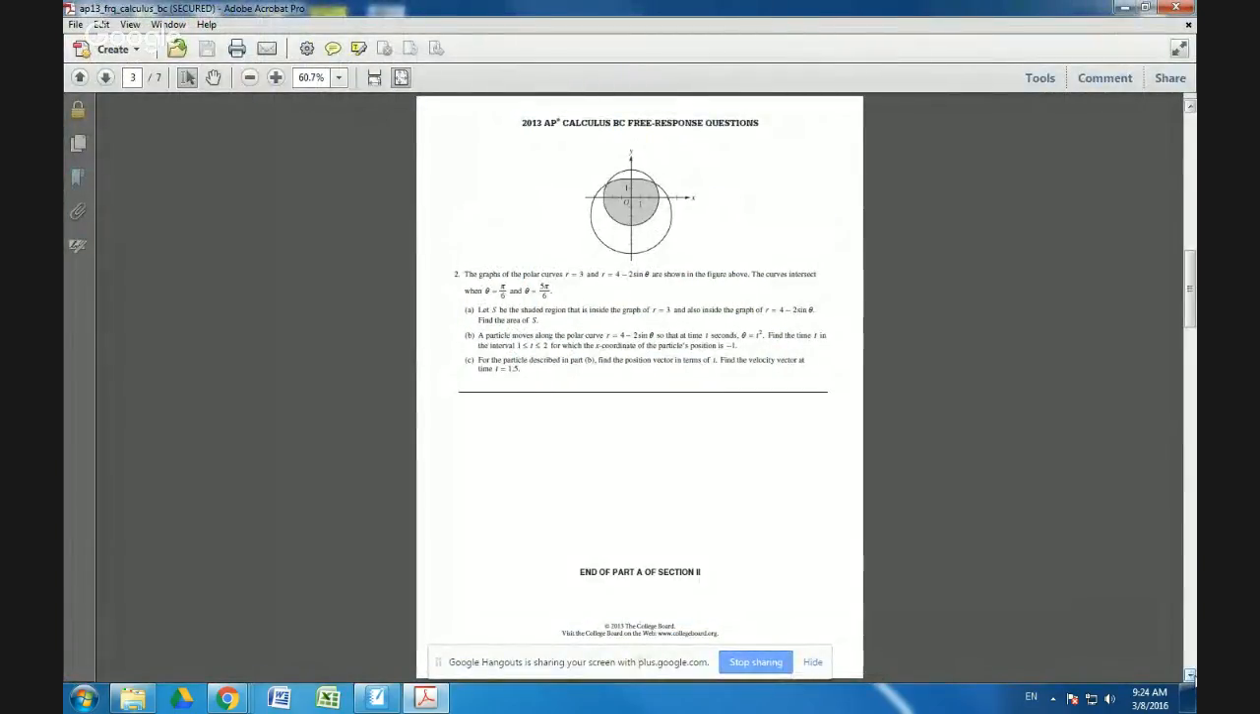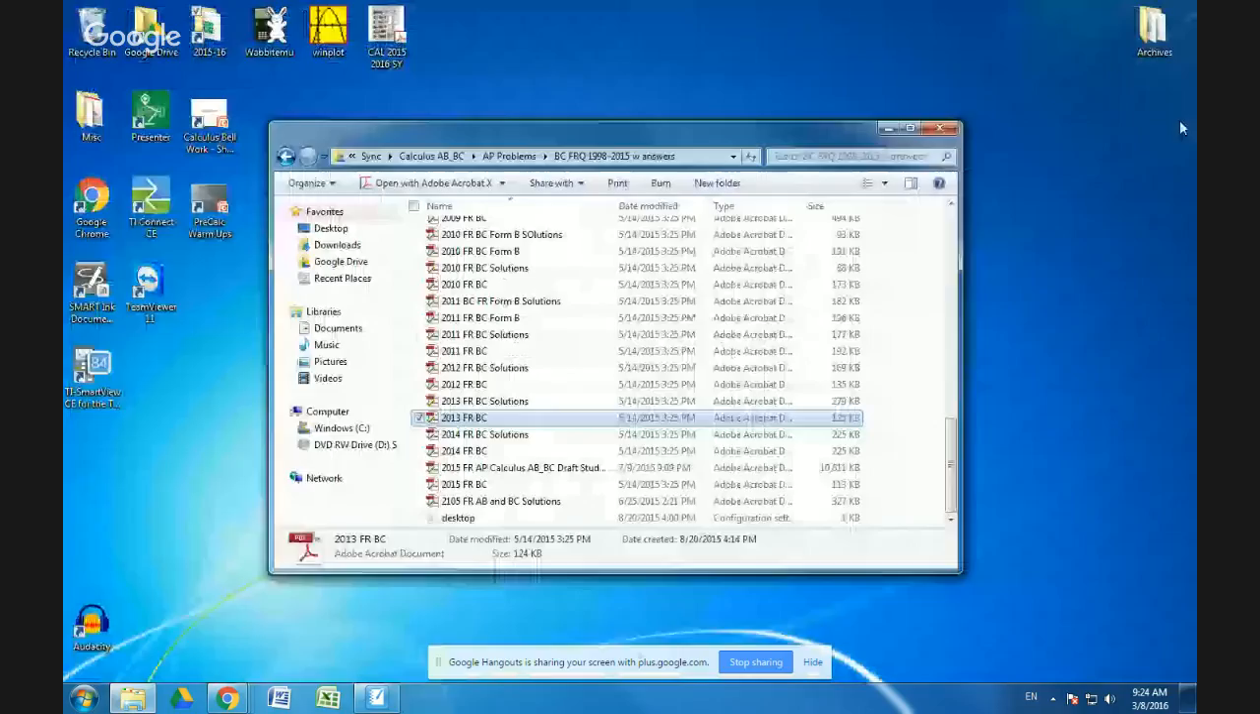Okay, here's another one. Calculator-friendly again. Look at that, it's a circle, r equals 3 this time, and r equals 4 minus 2 sine theta. So again, find the intersections, do your subtraction problem, put it in the calculator. What else is there?